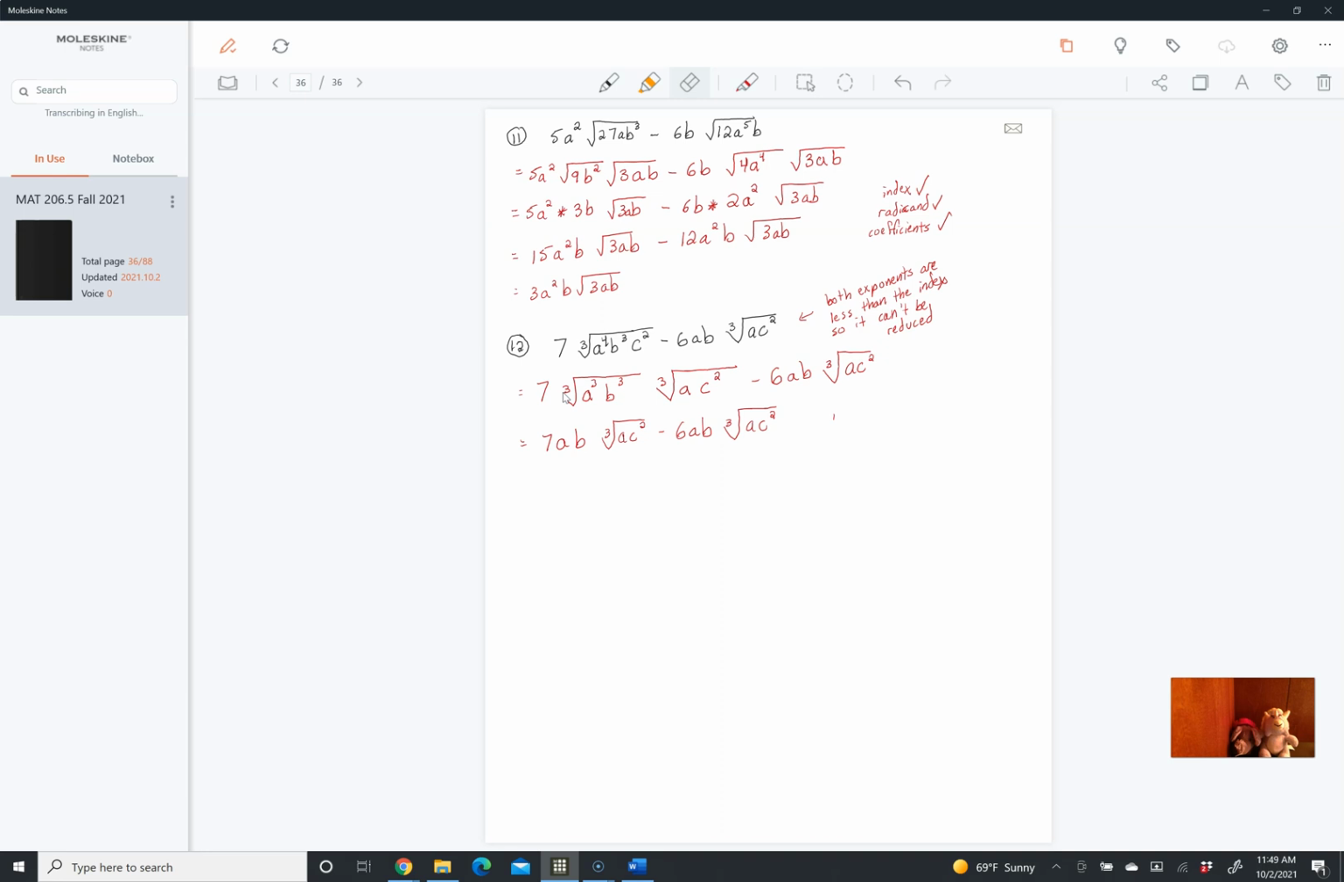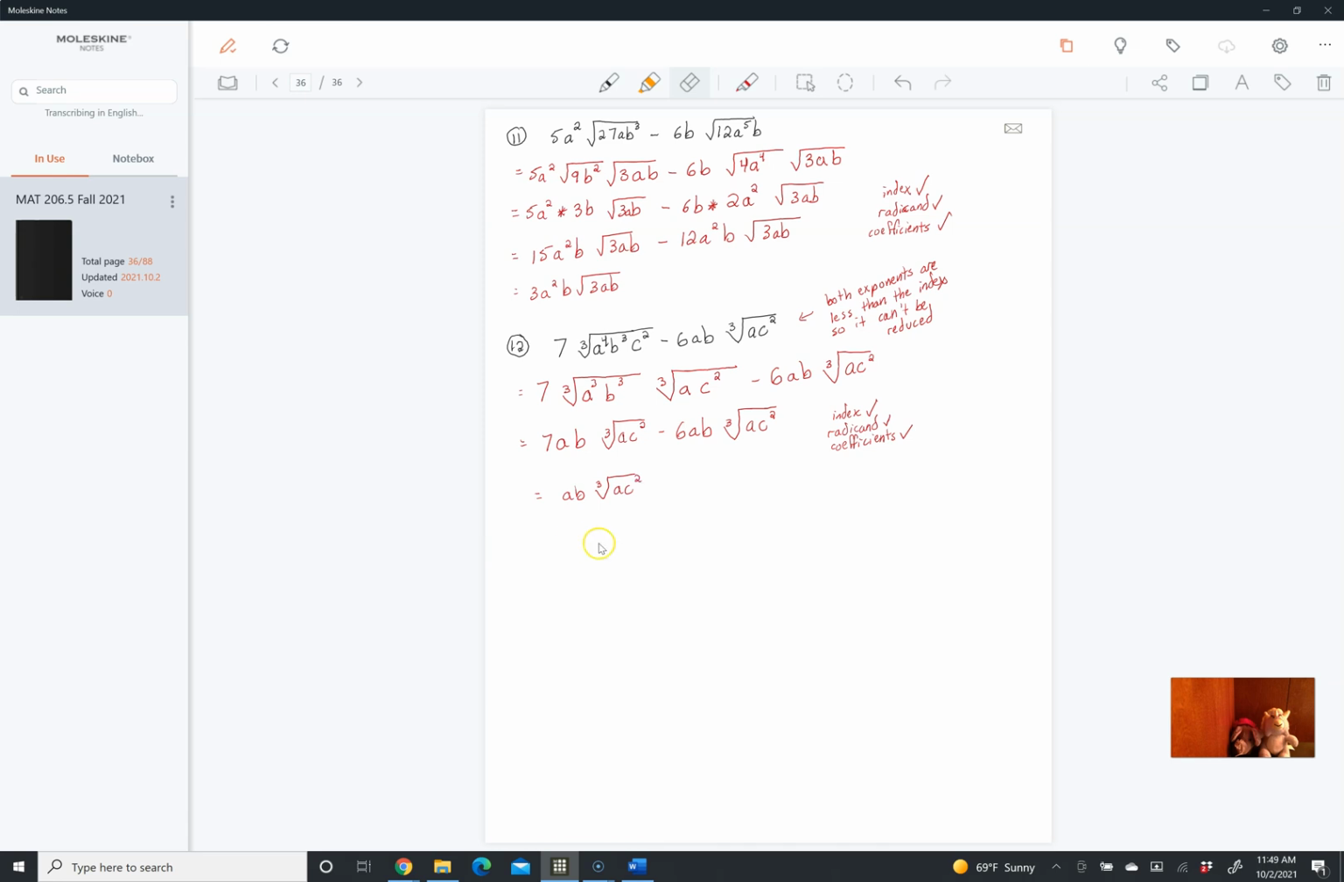And at this point, the index is the same. If you've gotten to the point where you're reducing, your index should be the same. You should never get to that point if your index is different. Our radicand is the same. It's ac squared here. And our coefficients are like terms. The power of a is 1 in both cases, and the power of b is 1 in both cases. So now we could just subtract. 7 minus 6 is 1. So we get ab times the cube root of ac squared.